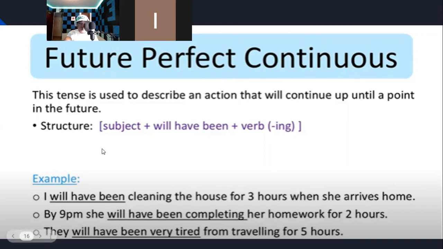By 9 p.m., she will have been completing her homework for 2 hours. I don't even talk like this. My brain doesn't think like this when I'm thinking about events happening in time. They will have been very tired from traveling for 5 hours. I just think something like, they will be very tired from traveling 5 hours. That's how I think. They will be tired. I don't think they will have been very tired. That's too long. But it's the proper way.